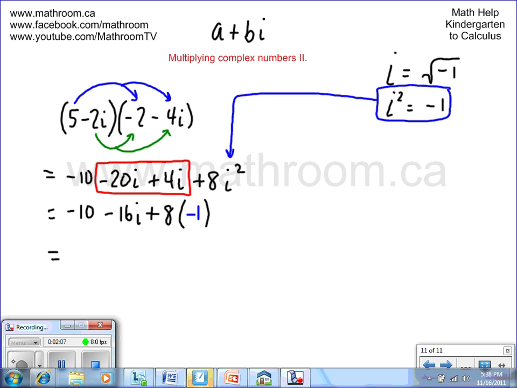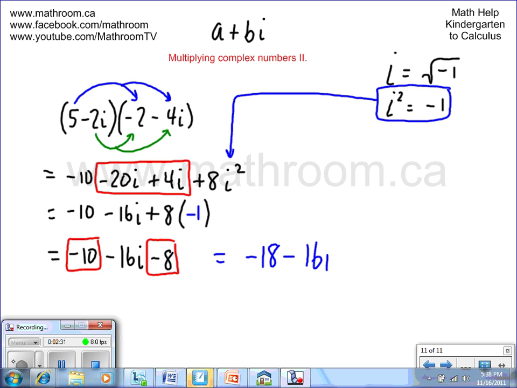Okay. So now we're going to simplify a little bit more. We have minus 10 minus 16i. 8 times minus 1 is minus 8. Okay. And now we have like terms again. We've got minus 8 and minus 10. Minus 8 minus 10 is minus 18 minus 16i. And that is in the form a plus bi, and that is our final answer.